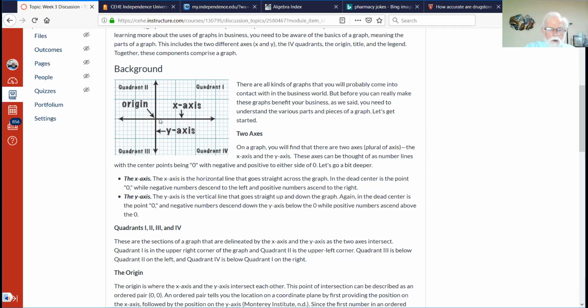And then positive numbers go to the right of the y-axis. Negative numbers on the x-axis go to the left. And the positive numbers on the y-axis go up, the negative numbers go down. So in the first quadrant, all values of x and y are positive. In quadrant number 2, the x values are negative and the y values are positive.